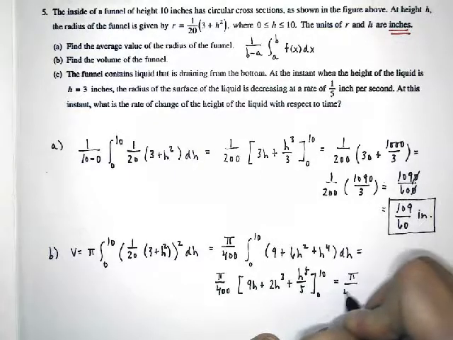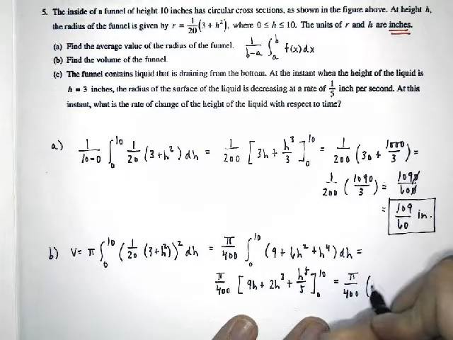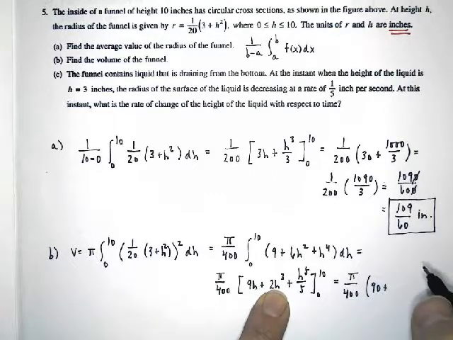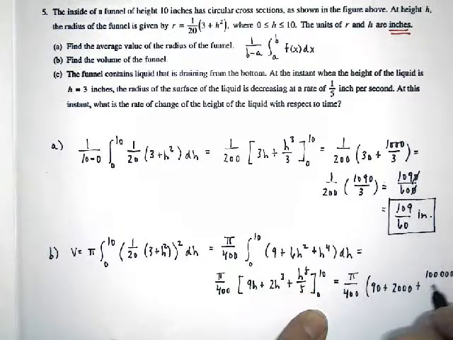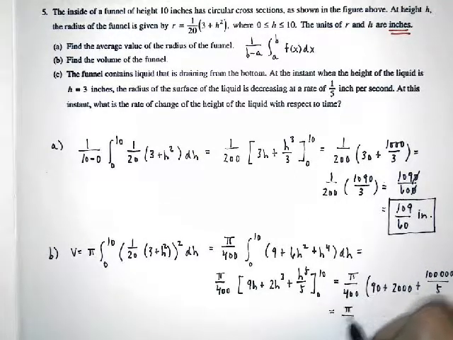Pi over 400, now I have 90 plus 10 cubed, 1,000 times 2 is 2,000. Plus 10 to the 5th, we get 100,000 over 5. And now to simplify, pi over 400, this is going to give us 2,090. 100,000 divided by 5 is going to give us 20,000.